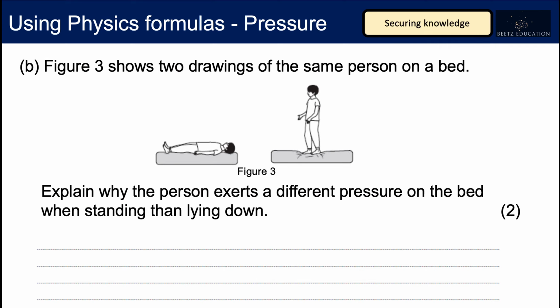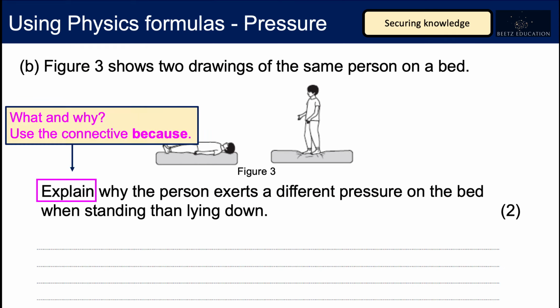So in this scenario then, I'm looking at pressure, and I've been told that figure 3 shows two drawings of the same person on a bed. Now this question is an explain question. That's the command term. We've put a spotlight on it using the bug technique. B for box the command term. Now explain, you need to be thinking what is happening and why. Okay, I need to consider what is happening and why in this scenario.